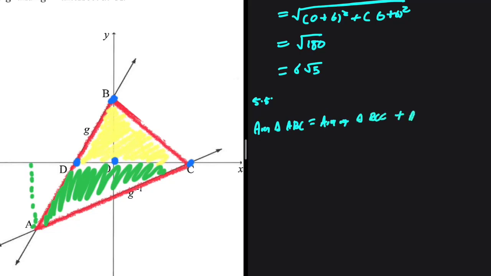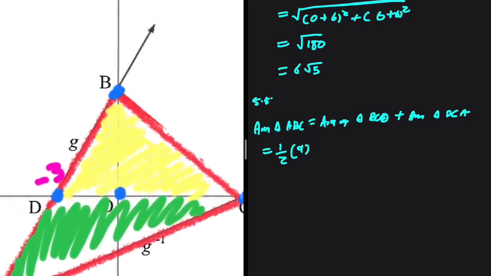BDC plus the area of triangle DCA. This is going to be equal to a half base. The base of triangle BCD is DC. What is the length of DC? The x-coordinate of C is 6 and the x-coordinate of D is minus 3. So from D to C is 9 units. So we're going to have that there.